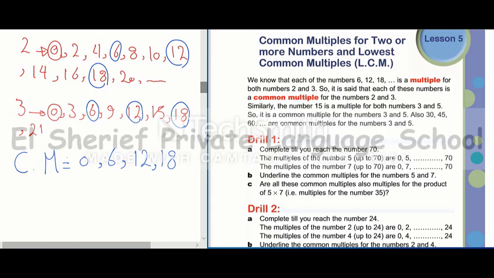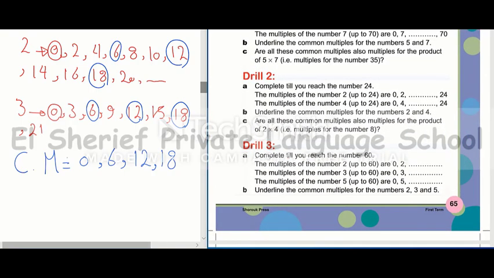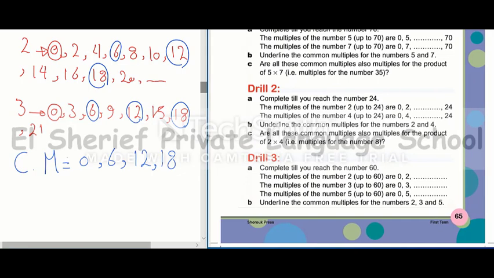We know that each of the numbers 6, 12, 18 and so on is a multiple of both numbers 2 and 3. So it is said that each of these numbers is a common multiple of the numbers 2 and 3. Drill 1 and drill 2 are assigned. Then drill 3, so I will solve drill 3 with you.